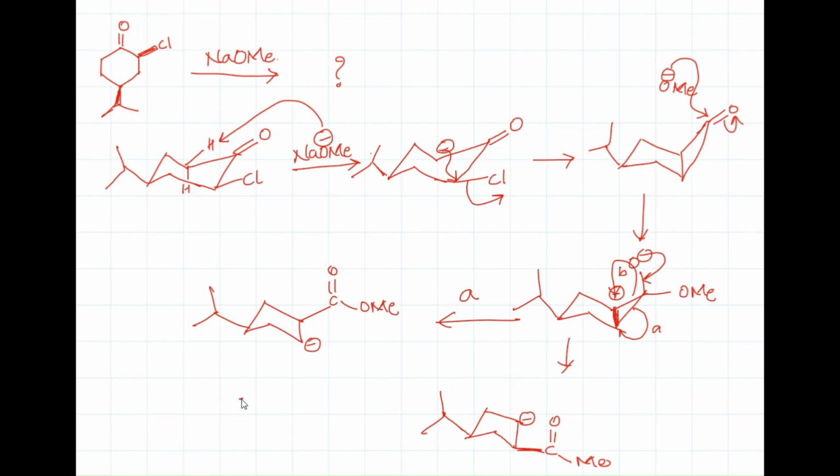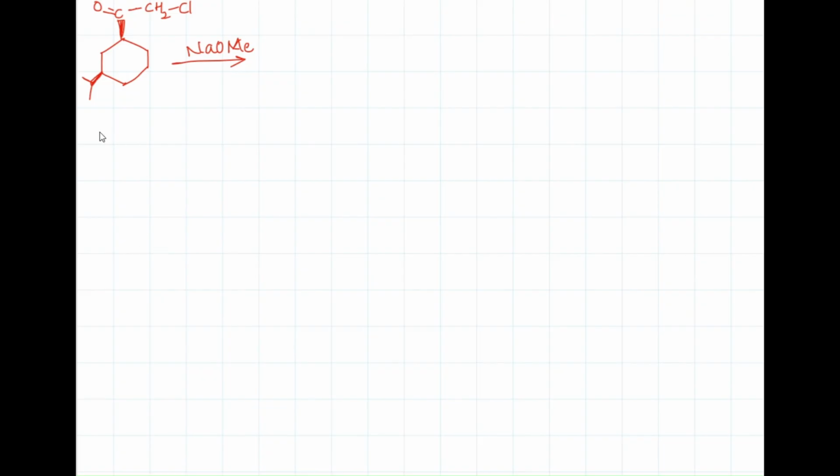Hence, what is the final product? This is also in the above plane, C double bond O, OMe, and this is also in the above plane. This is the final product. Let us consider another example for this reaction. Let us discuss the mechanism.